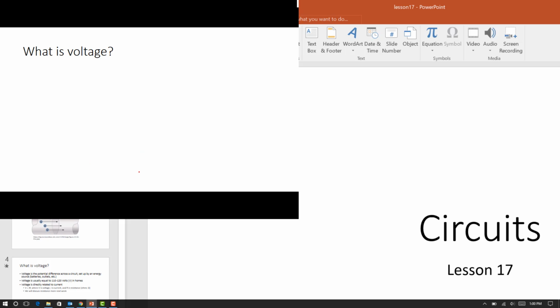So the other question we need to deal with before we spend some time today introducing Lab 7 is this question of what is voltage? So we talked about amperage, or amperes.